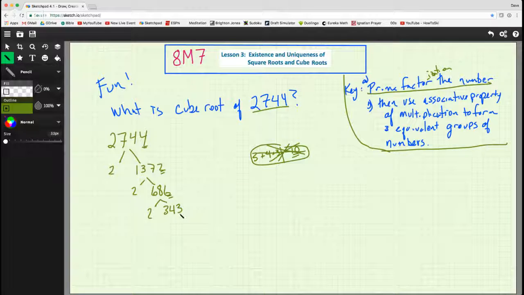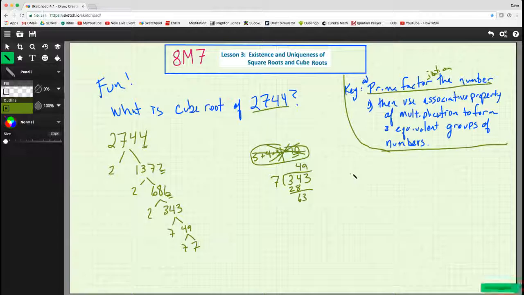It doesn't divide by 5 because it doesn't end in a 5 and it doesn't end in a 0. So let's see if it divides by 7. 7 into 343. Well, that's 4, 4 times 7 is 28, 63, 49. Yeah, so 7 times 49 is 343. So 7 times 49, and then 7 times 7.